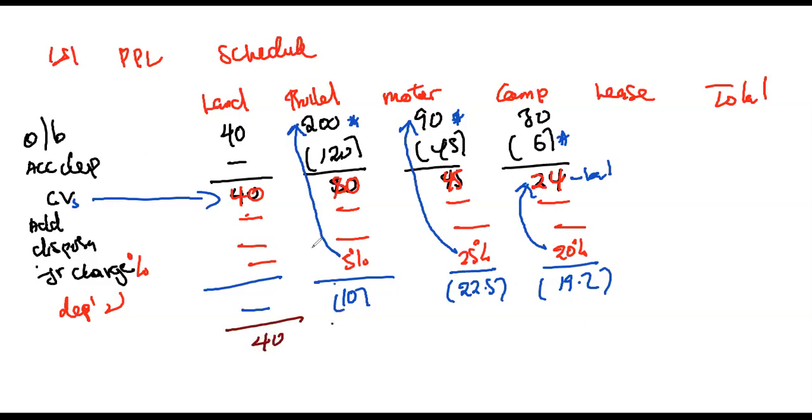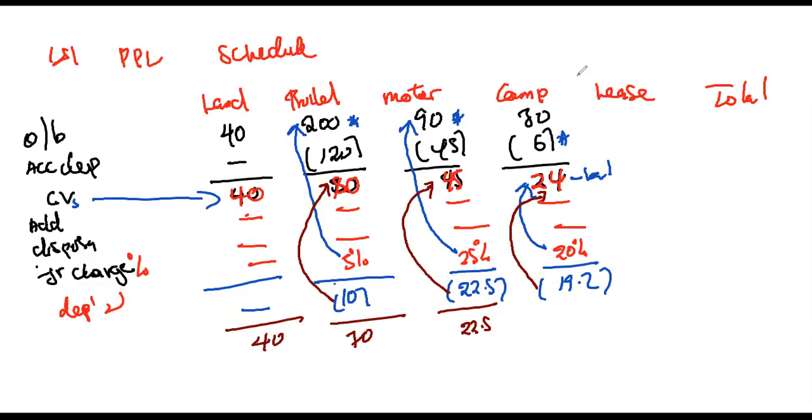When we less, now we are removing from the CV 80, we remove the year's charge, which is the 10. You see, what do we have? We have 70. Remember, 22.5 we remove from 45. What do we have there? We are going to have something called 22.5, half of that. 19.2 we remove from the 24.